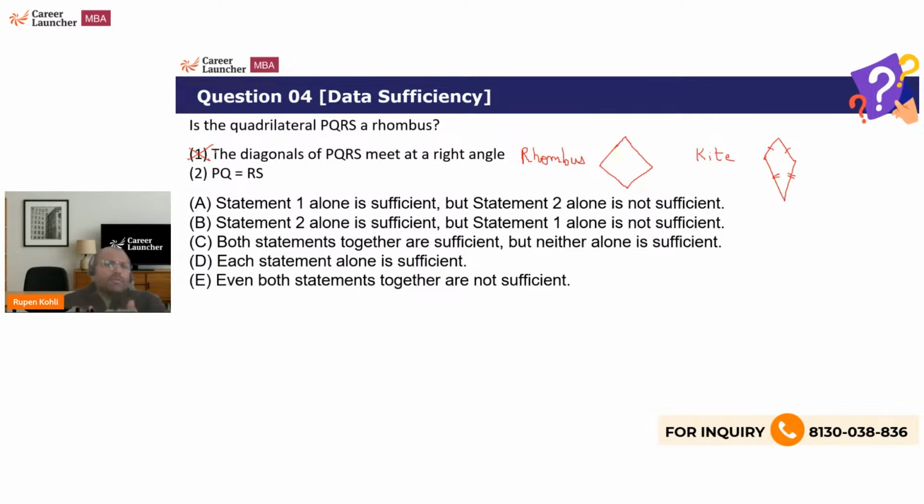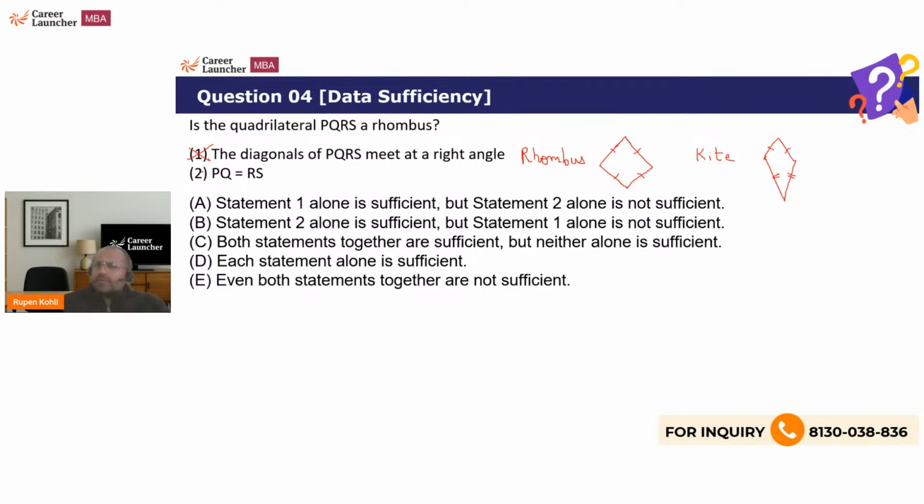By the way, what is a rhombus? The basic definition of a rhombus is that all four sides are equal. That's a rhombus. So both rhombus and kite satisfy. So therefore, both yes and no scenarios are possible. It's a yes-no question, a binary question. Is this a rhombus? Yes or no?